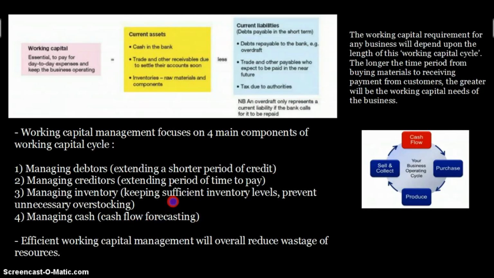Now, managing inventory is about keeping sufficient inventory levels and preventing unnecessary overstocking. You don't have to overstock. You don't have to use your current money to purchase unnecessary inventory, but you need to have a sufficient, optimum inventory level, just enough to continue your production. We have already discussed effective inventory management in chapter 4.3, so you can look at that for how we manage inventory.